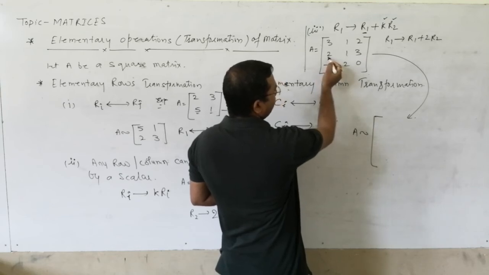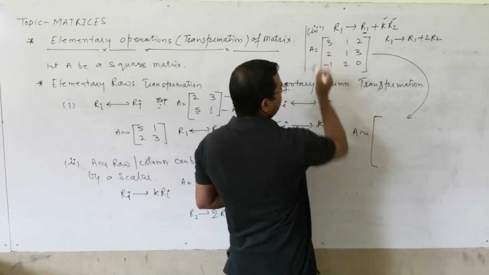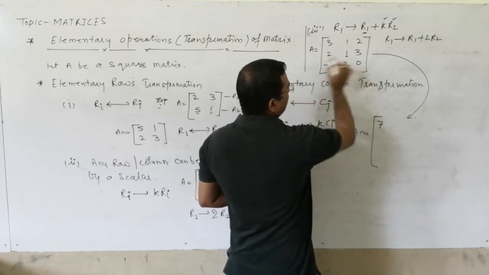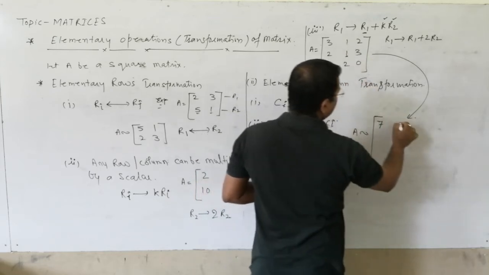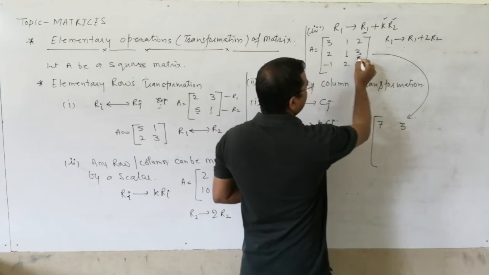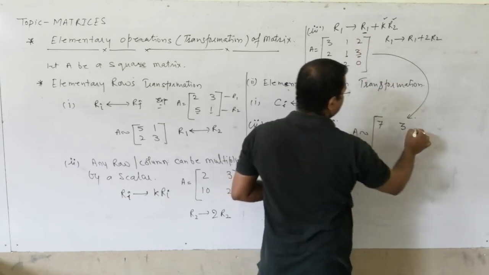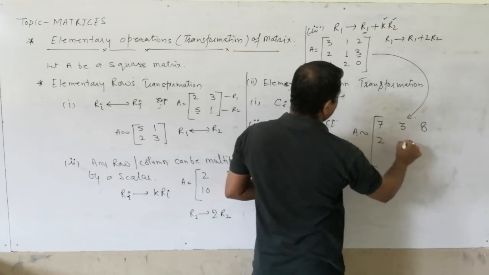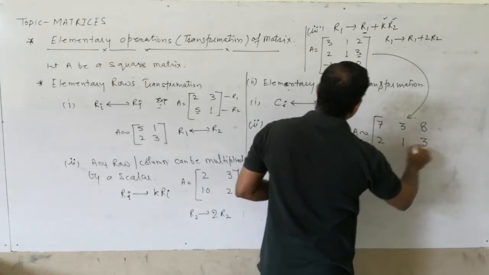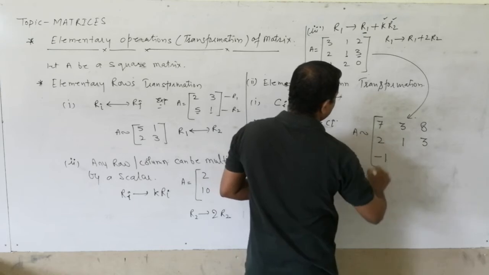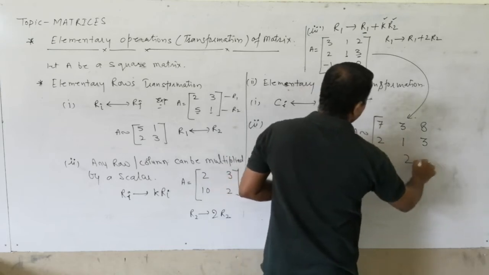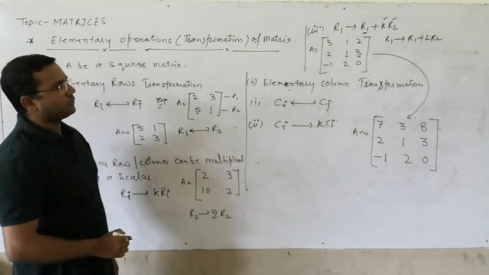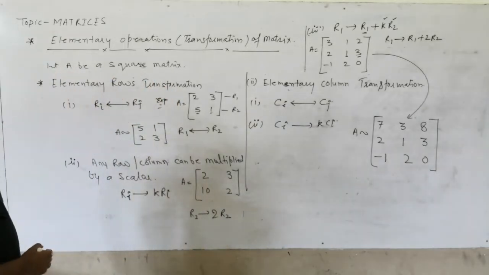We will multiply first of all this by 2, it is 4, 4 plus 3, it is 7. This you will multiply by 2, it is 2, 2 plus 1, it is 3. This you will multiply by 2, it is 6, 6 plus 2, it is 8. And R2 will remain as it is, there will not be any change in R2, and the remaining row R3 also will remain as it is. So in this way, these two matrices will be equivalent.